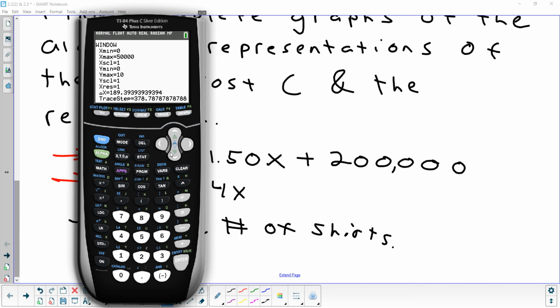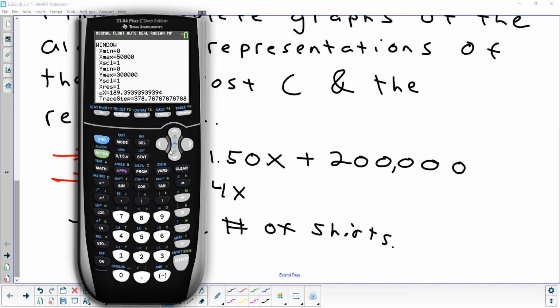Y max. Well, we definitely got to go above 200,000. Let's try, I don't know, let's try 300,000. Let's hit graph and see if we can see where the lines cross. Okay, so there's my cost, not quite. So my cost is in blue, and my revenue is in red. I think I got to set the X max and the Y max higher. I think it would be up off the screen a little bit.